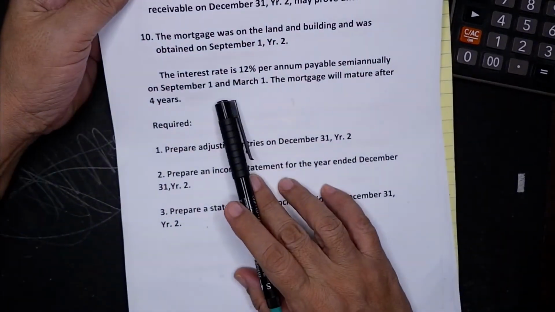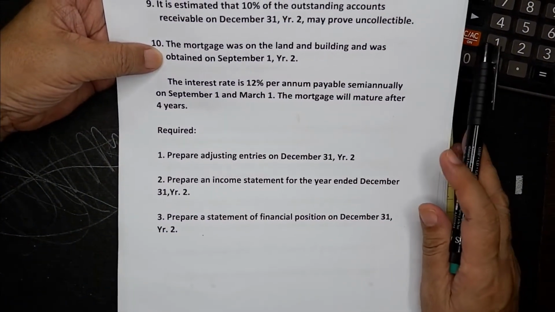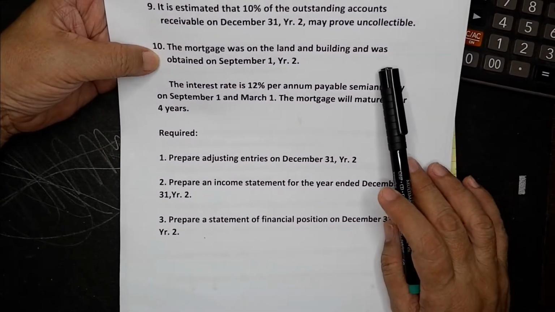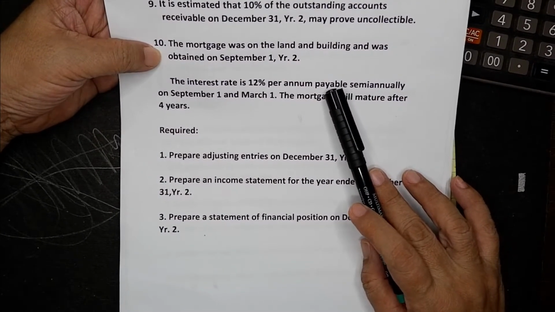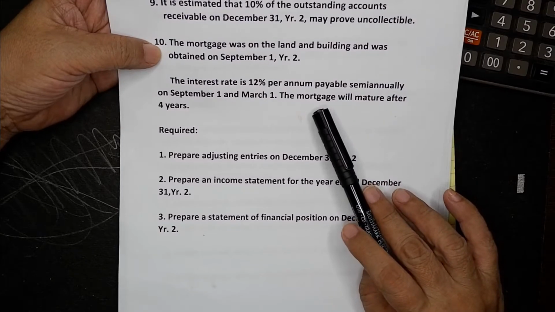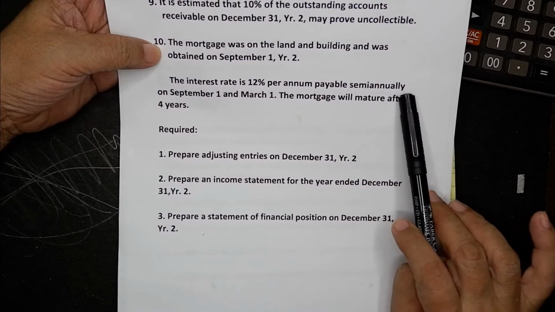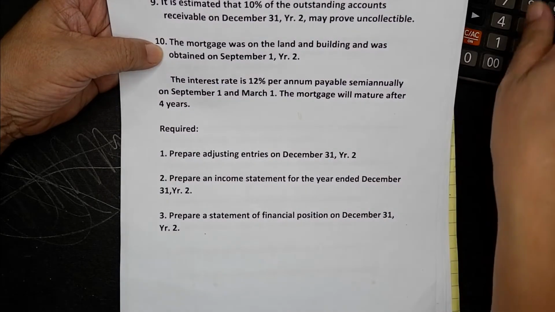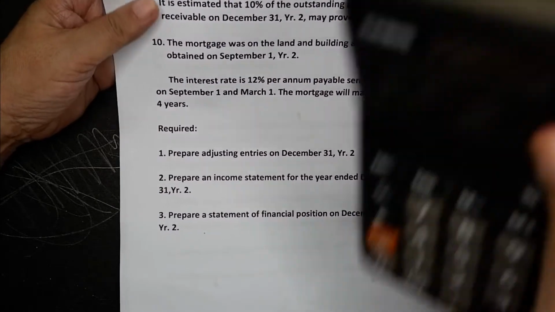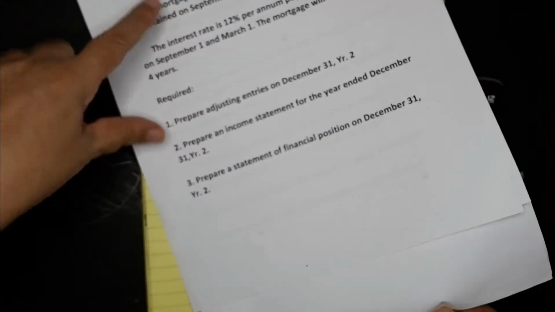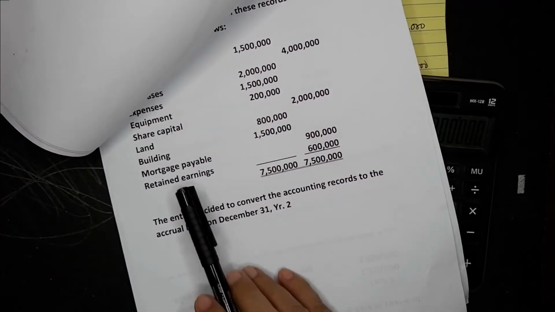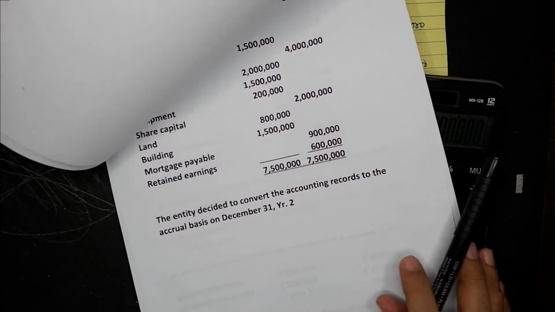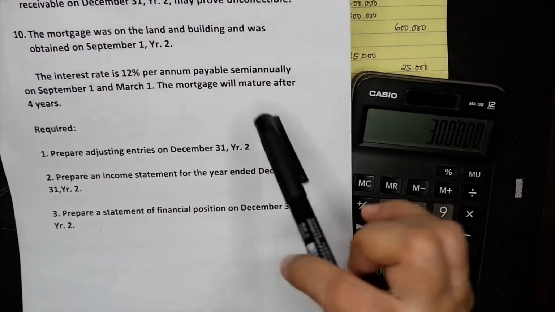And we have the last one. The mortgage was on the land and building and was obtained on September 1 of year 2. The interest rate is 12% per annum, payable semi-annually, September 1 and March 1. The mortgage will mature after 4 years. Okay, so magkano yung ating mortgage payable? That is, mortgage payable is 900,000, 12% per annum.